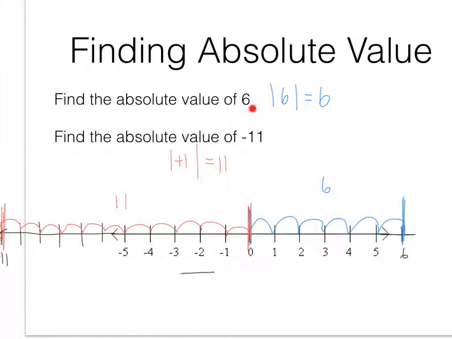And so what you can see here is that this positive value of 6, the absolute value or the distance was 6. This negative value of 11, so the absolute value of -11 was a positive number. So our absolute value is always going to be positive. And the reason that is because we can't have a negative distance. When we're measuring something, it's just going to be a positive distance.